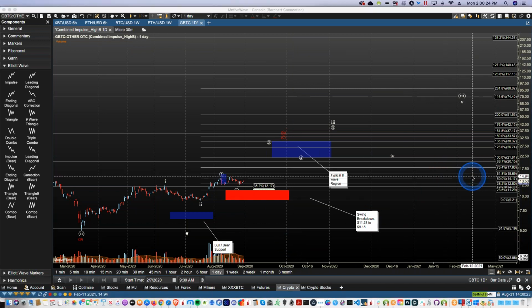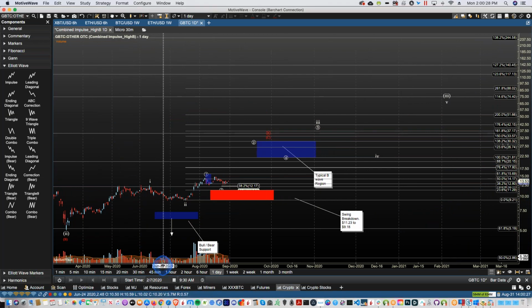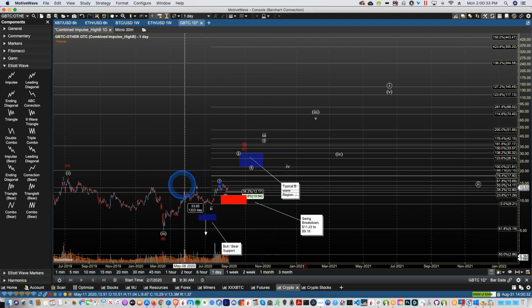Let's see, for GBTC, can circle 1 in your chart actually be a B wave of an expanded flat? No, because we don't have symmetry there. This is not a B wave.